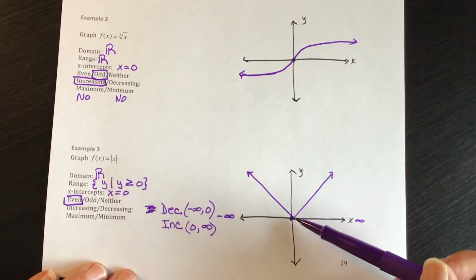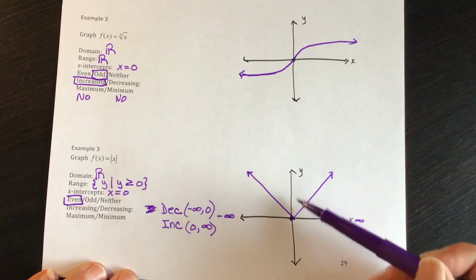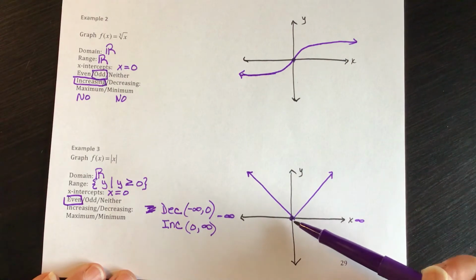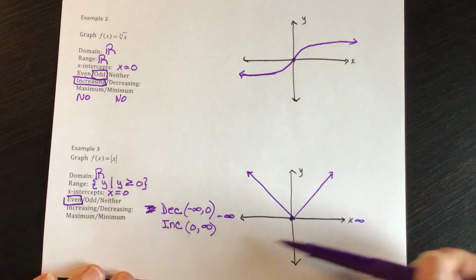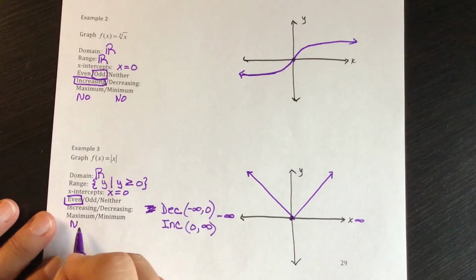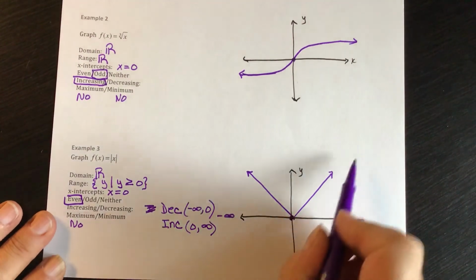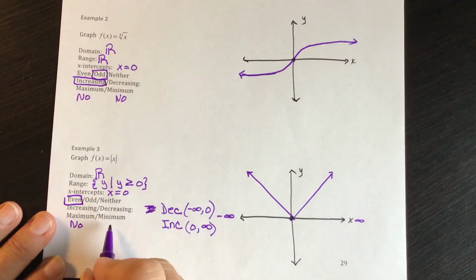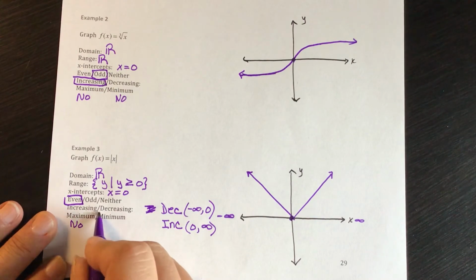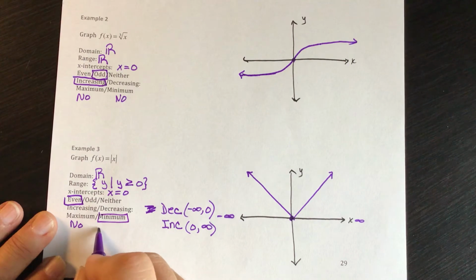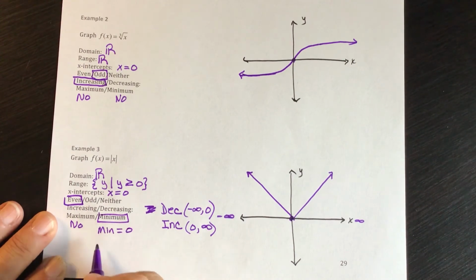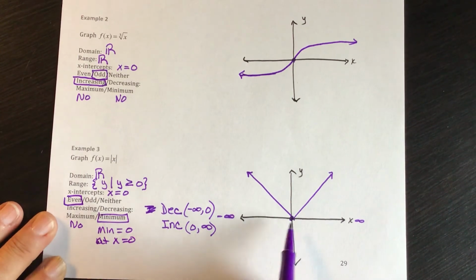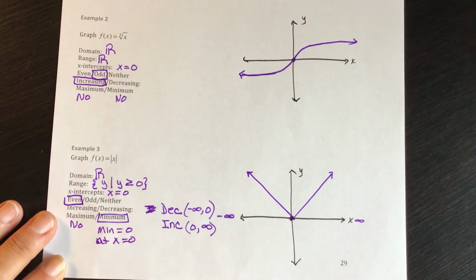And we can see that this graph has a minimum value. It has a bottom of the hill, a place where it doesn't have points below it anywhere else in the graph. So it does not have a maximum because on each side here it keeps going up. But it does have a minimum, and the minimum is 0 at x equals 0. So the minimum is the y value, and the x value there is also 0.